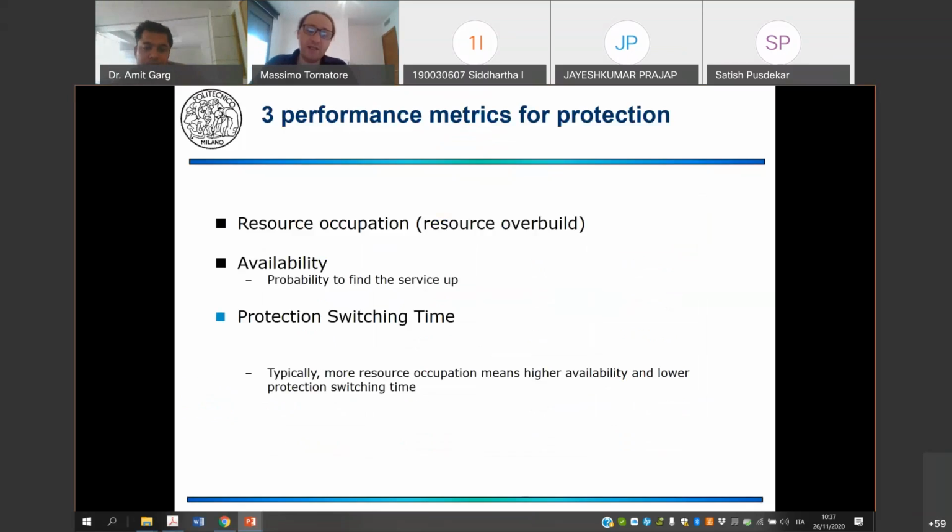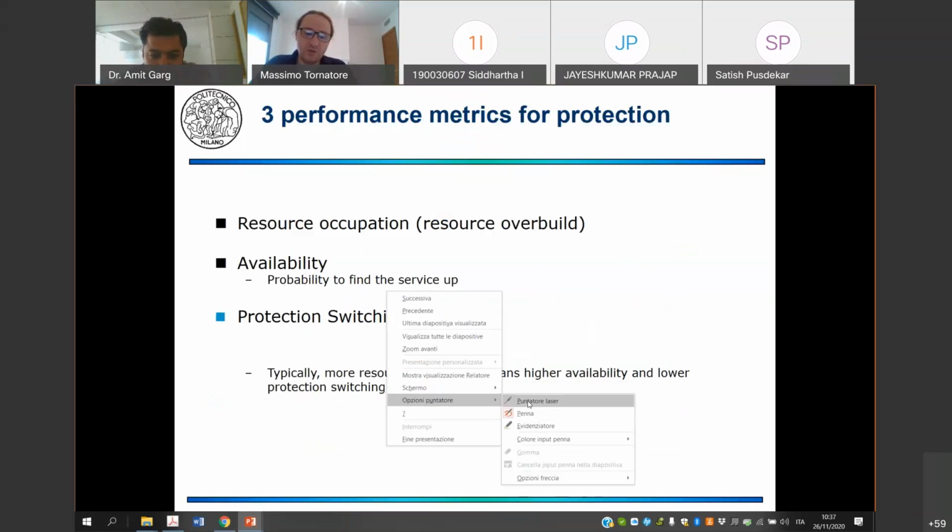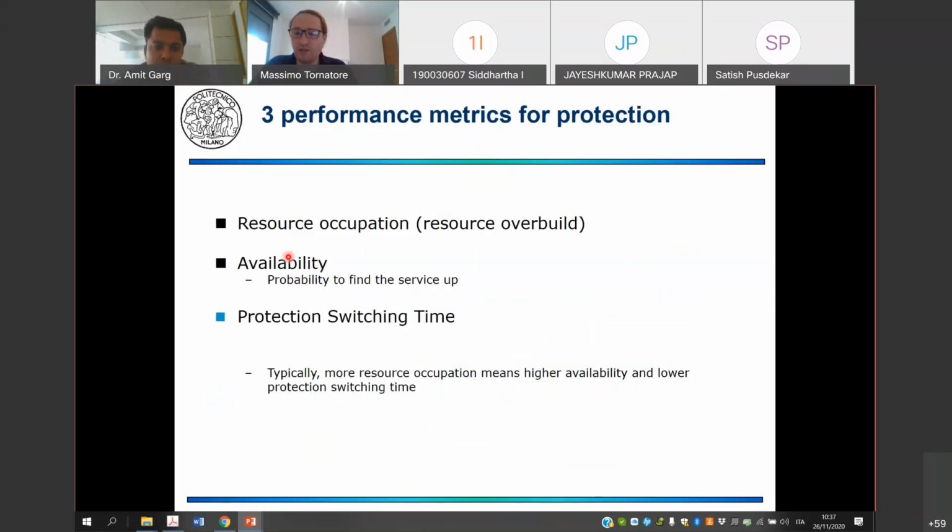So typically it's availability, as I already said, as the metric to define the quality of protection. Then resource occupation, the customer doesn't want to utilize too much capacity in its network, and protection switching time, how fast you go to the secondary.